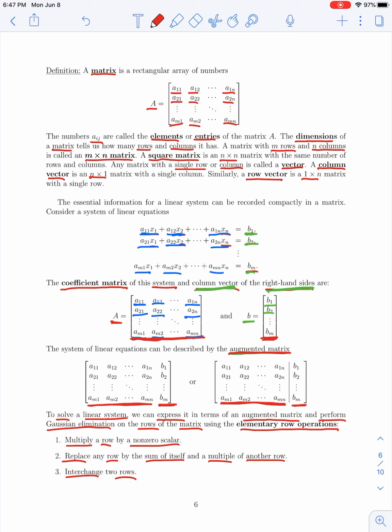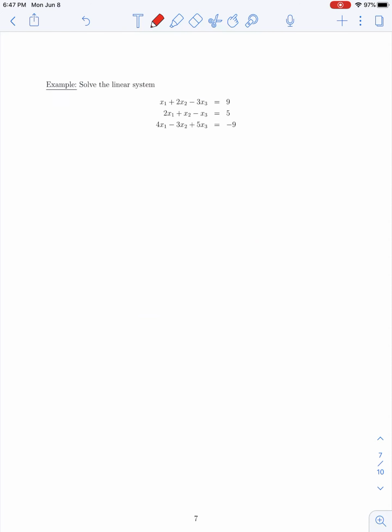So let's look at some examples making use of these augmented matrices to solve linear systems. In our first example, we are asked to solve the following linear system. So we have 3 equations here in terms of the 3 variables, x1, x2, and x3. Again, we could think about this geometrically as representing 3 planes in x1, x2, x3 space, and we're trying to find the points x1, x2, x3 that would lie on all 3 of these planes.